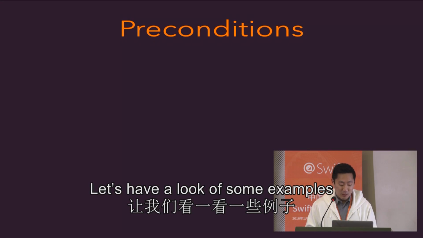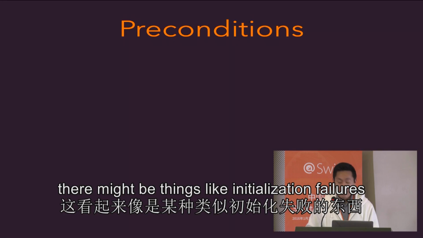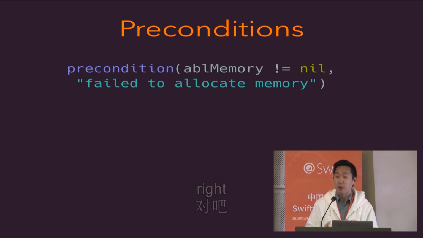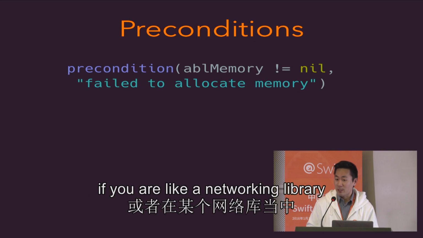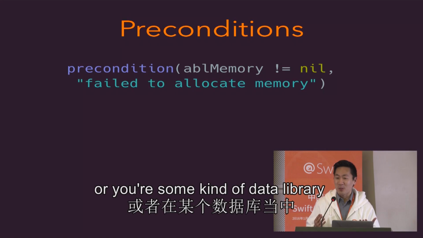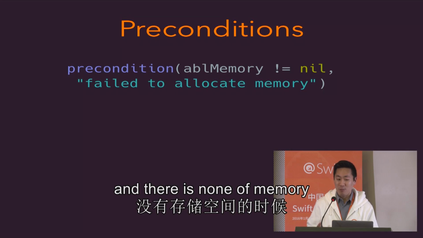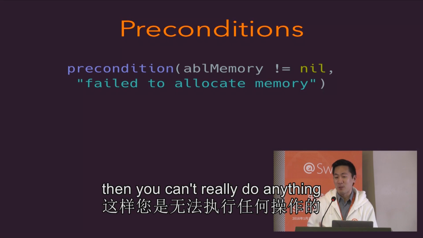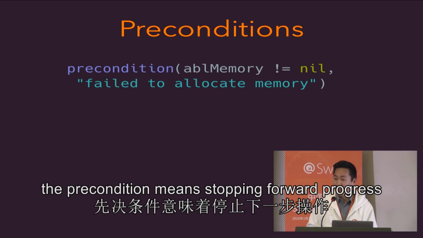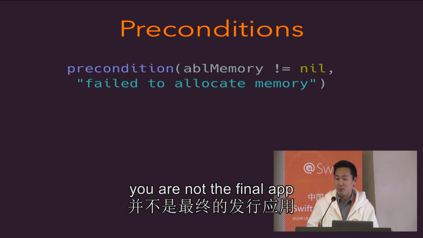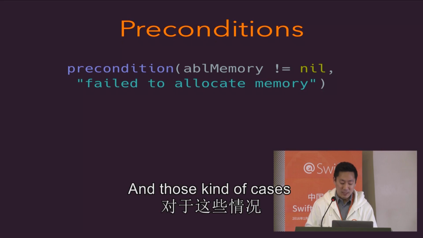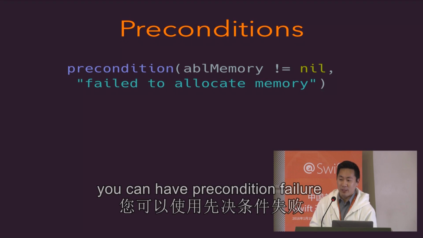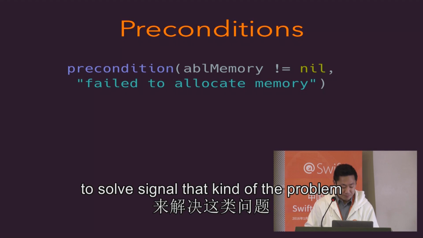Let's have a look at some examples. There might be things like initialization failures, right? If you're out of memory or you couldn't allocate some resource, if you're a networking library and you couldn't open the port, or you're some kind of data library and there's not enough memory, then you can't really do anything. And again, remember, the precondition means stopping forward progress. And you're just the library. You're not the final app. So you don't really know what the right thing to do is. So in those kinds of cases, you can have a precondition failure to signal that kind of problem.